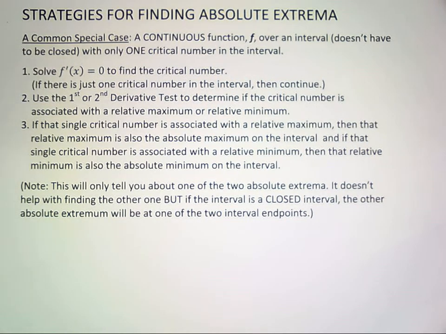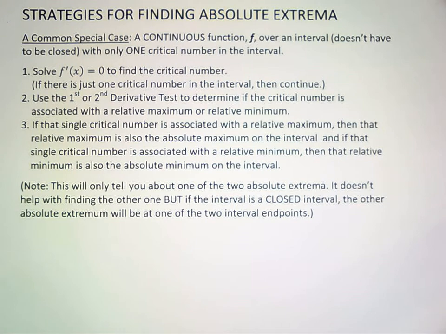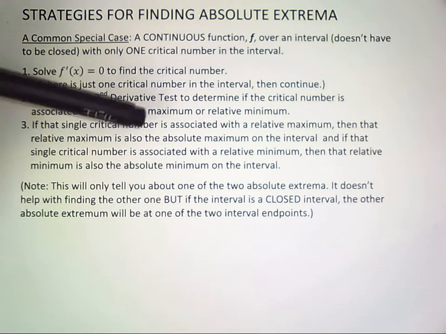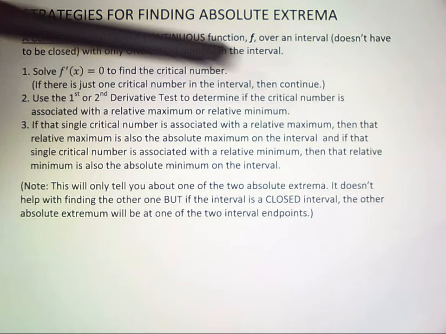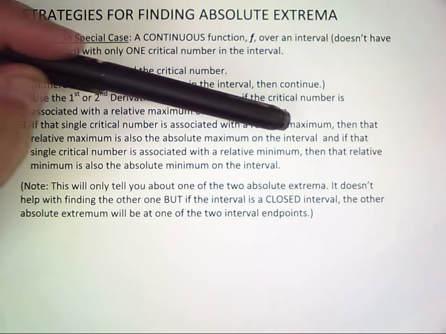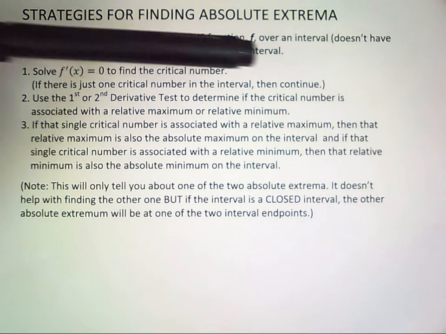But assuming you get past step 1 with only one critical number, then you'll go back to what you were doing when you were studying relative extrema and use either the first or second derivative test to figure out if that critical number is associated with a relative maximum or a relative minimum. There can only be one in that interval, but if that single critical number happens to be associated with a relative maximum, and you find that out by using the first or second derivative test, then that relative maximum is also the absolute maximum on that interval.